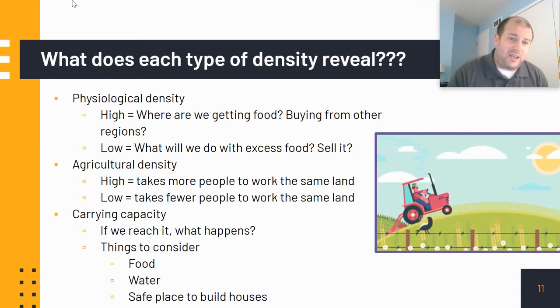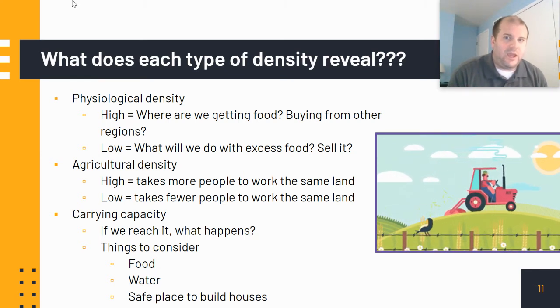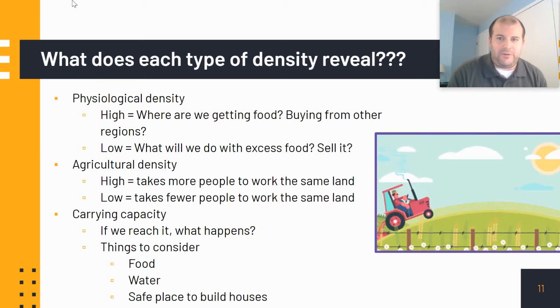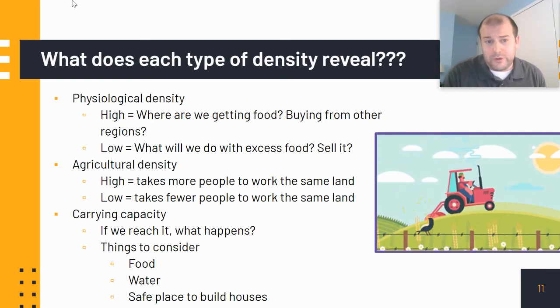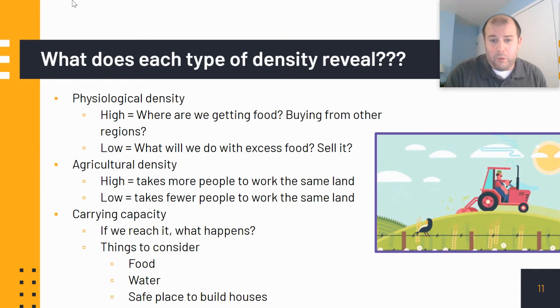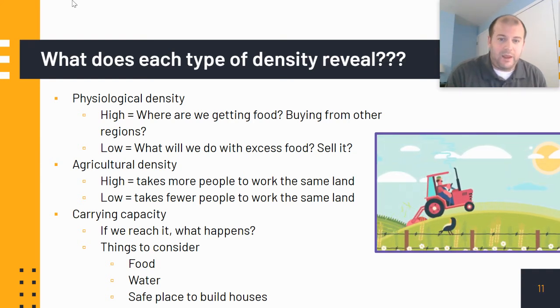As I stated earlier, if the physiological density is a lot higher than arithmetic density, you might have an issue with carrying capacity, if you really see a big gap in those numbers. For agricultural density, a high number means more people working the same land. A low number means fewer people working the same land.